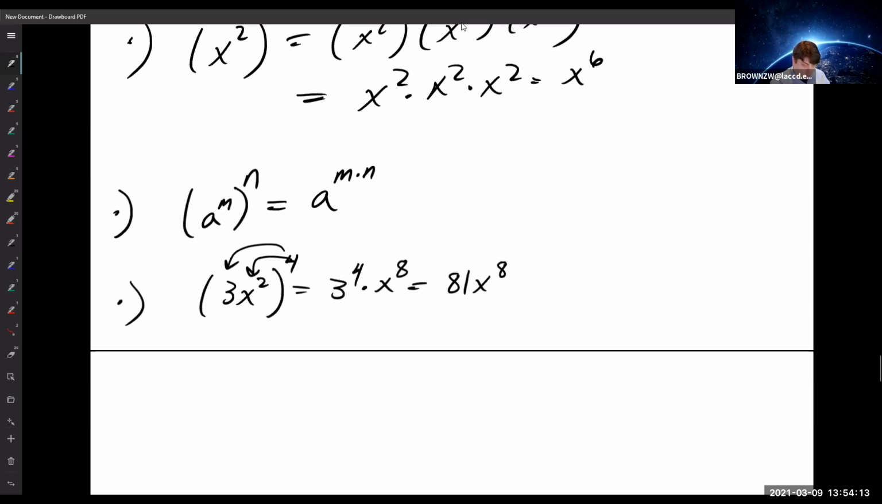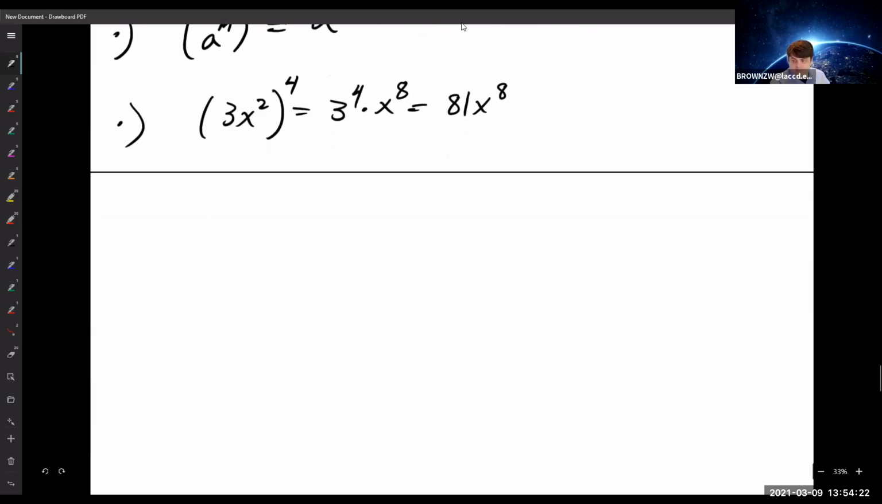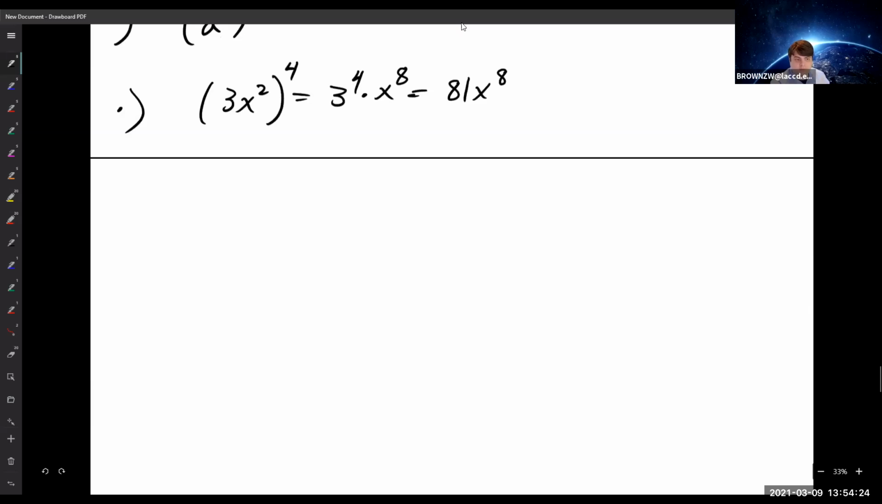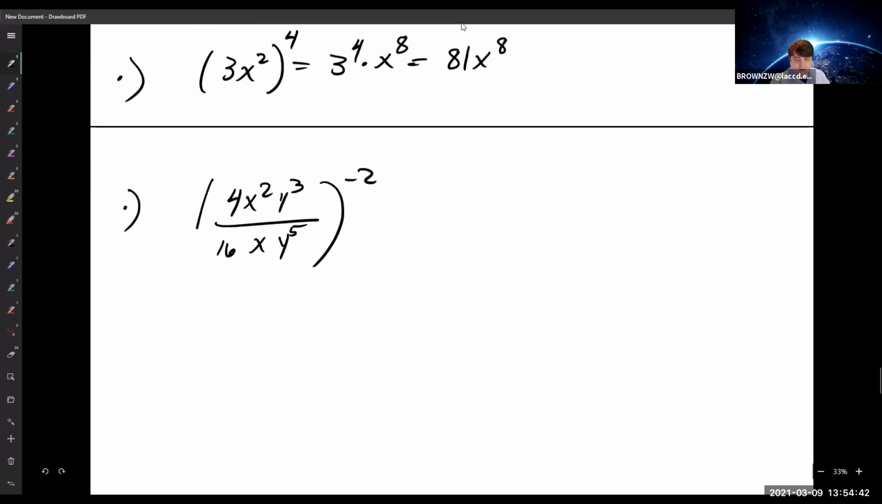Questions on this example? Anybody? All right, let's throw all of this together in one very big example. All right, this is pretty much going to have all of our power rules in one.